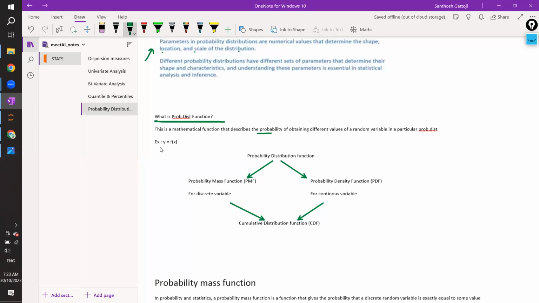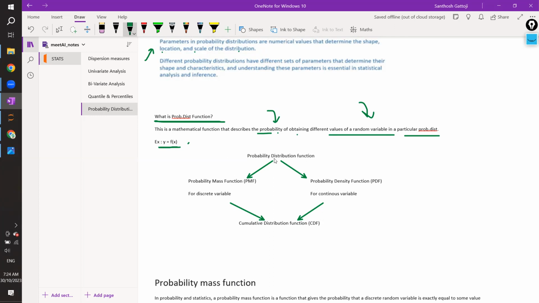If you have y equal to f of x, this is a function that describes a probability. This will give you the probability of obtaining different values of a random variable in a particular probability distribution. So a random variable will have some outcomes, and each outcome will have some probability. For that, you can use a simple mathematical function. That is the probability distribution function. Here you are using a function, so that our job will be much easier.